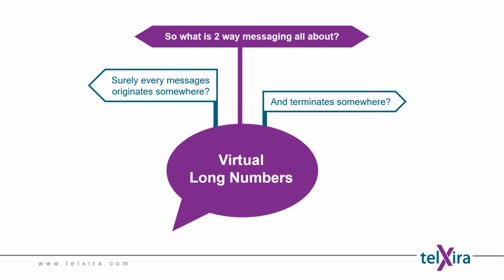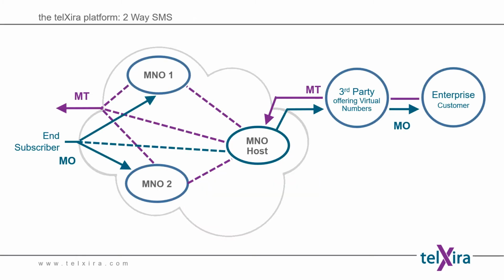How do you differentiate MO and MT? Surely every message originates somewhere and terminates somewhere. The answer is yes, it does. But MO traffic refers specifically to traffic originating from virtual numbers. So how does it work?